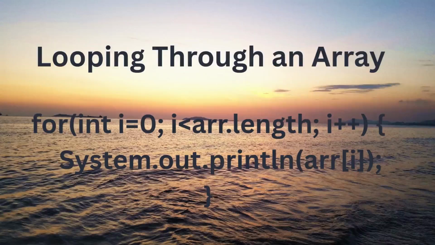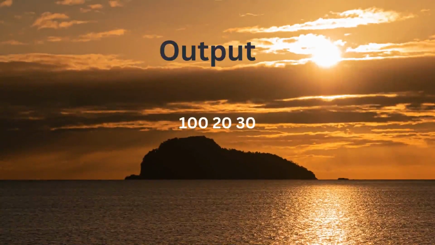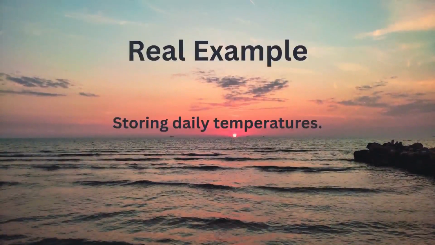Let's loop through the array. A simple for loop is: for (int i = 0; i < r.length; i++) { System.out.println(r[i]); }. This will print 100, 20, 30. A real-life example would be storing daily temperatures. Instead of 7 separate variables, one array holds all values.